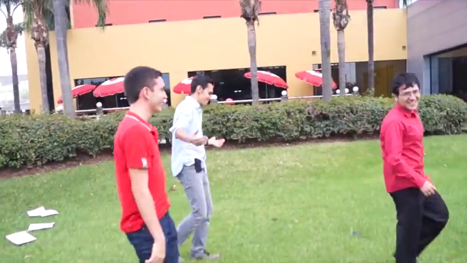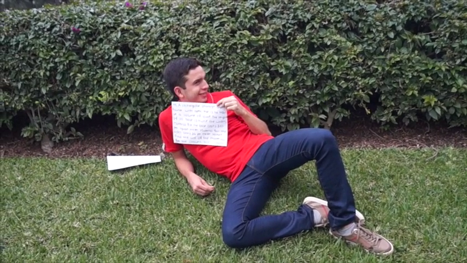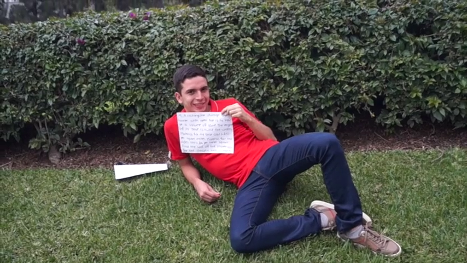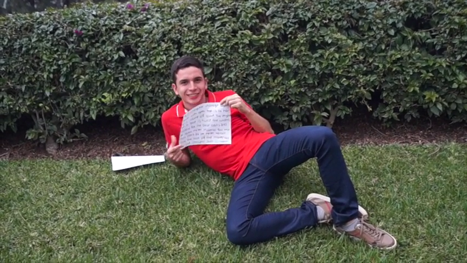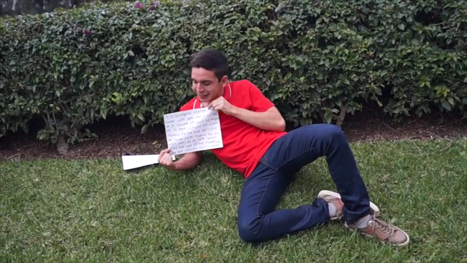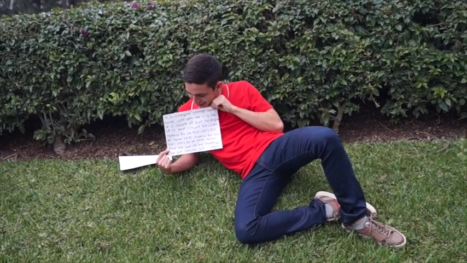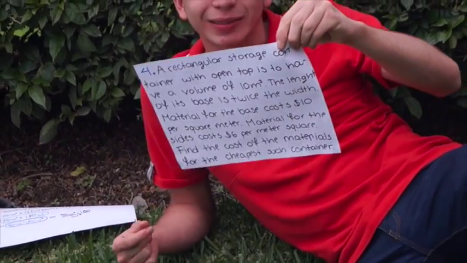A rectangular storage container with open top is to have a volume of 10 cubic meters. The length of its base is twice the width. Material for the base costs $10 per square meter. Material for the sides costs $6 per square meter. Find the cost of the materials for the cheapest storage container. And that's our problem!